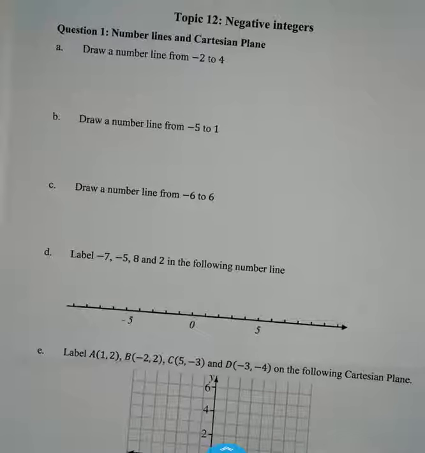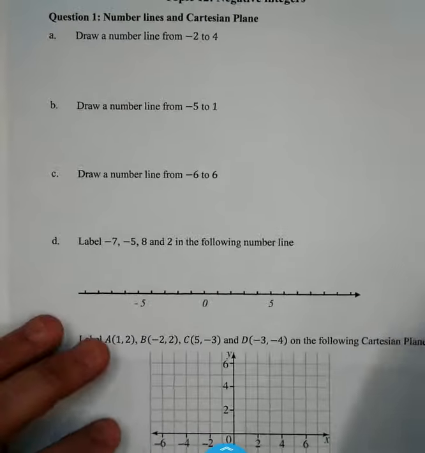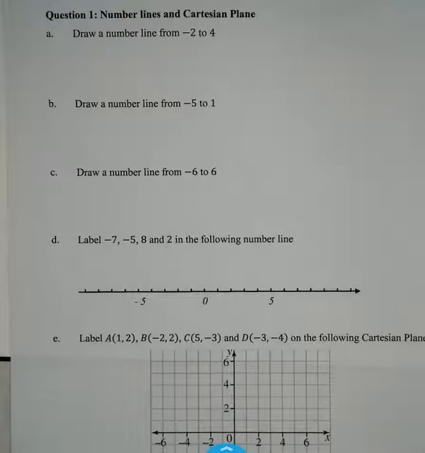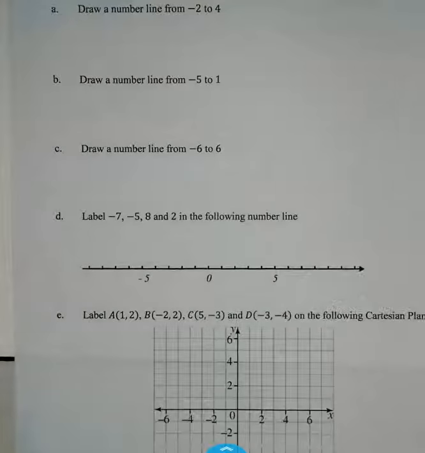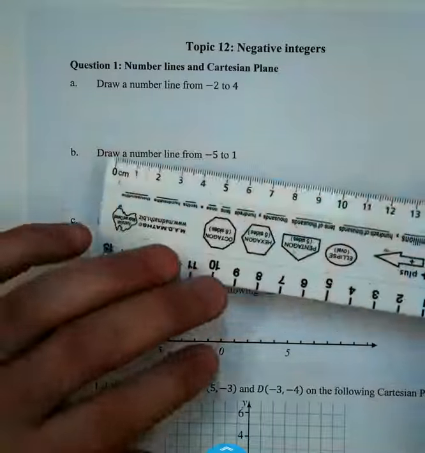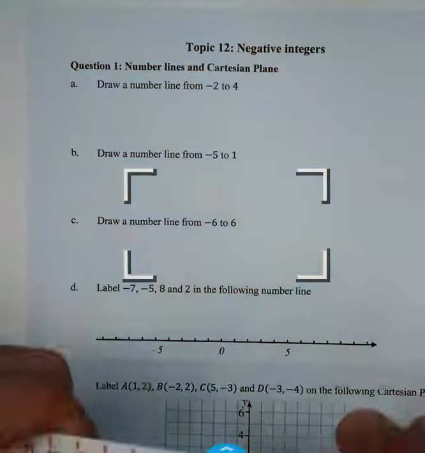Okay, now this is the solutions to the questions on negative integers, chapter 12. So the first questions ask you to draw number lines and draw and use the Cartesian plane. Now let's start with the first question. It says draw a number line from -2 to +4.